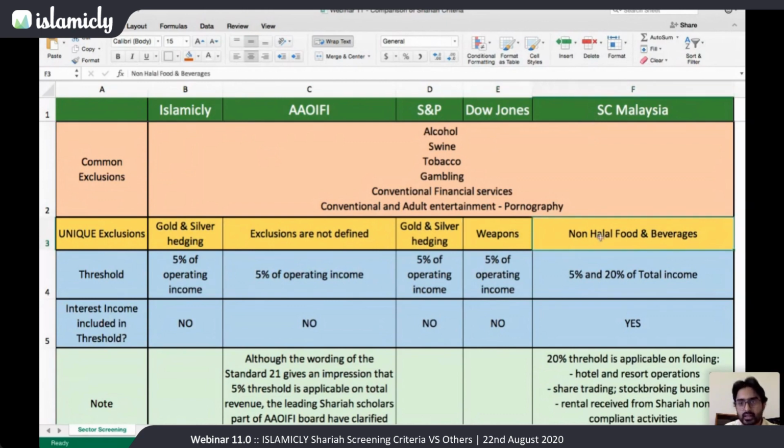Now coming on to the last Sharia criteria which we are comparing today. SC Malaysia has this criteria, which is non-halal food and beverages. Now a lot of people must be thinking, why is it only SC Malaysia that considers non-halal food and beverages to be non-permissible? It should be a common exclusion across all. Islamicly, AAOIFI, S&P, and Dow Jones have specifically mentioned that alcohol, wine, tobacco are the consumable items which will be considered non-halal, non-permissible. But here, SC Malaysia says that non-halal food and beverages will also form part of the non-permissible activities.